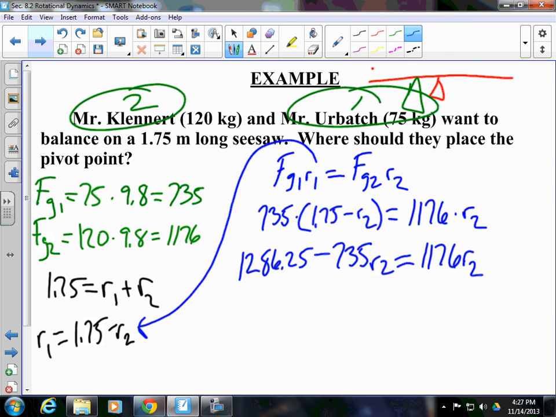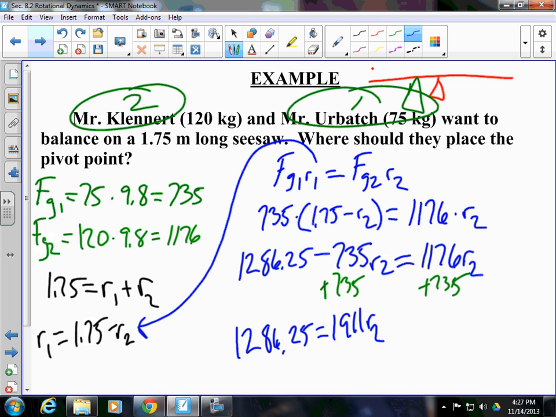R2 just acts as an x. So we're going to add 735 R2 to each side. And what we're left with is 1286.25 is equal to 1911 R2. Our last step is to divide by 1911. And we figured out that R2 is equal to 0.67 meters.